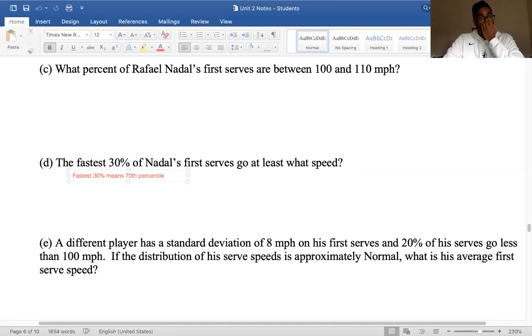okay? Because percentiles are all probability of below. So the corresponding z-score on the chart is 0.53. And when you solve this, you get 0.53 equals x minus 115 divided by 6. When you solve for x, cross multiply and then add 115, you get x equals 118.18.